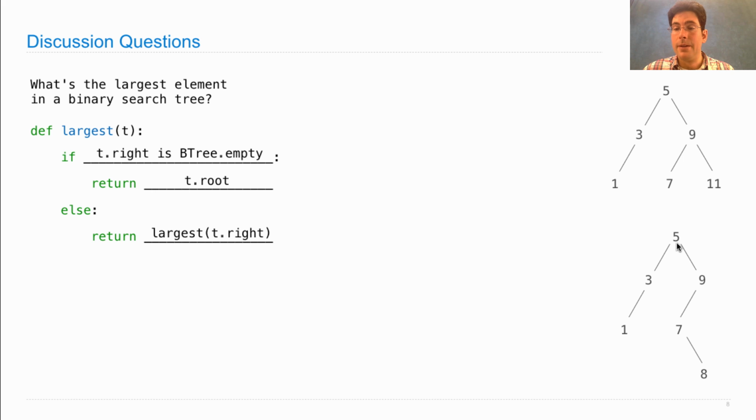If we start here, we go to the right. Now this is not a leaf, but it has no right subbranch. Its right subbranch is empty. And so it is the largest value in the whole binary search tree.